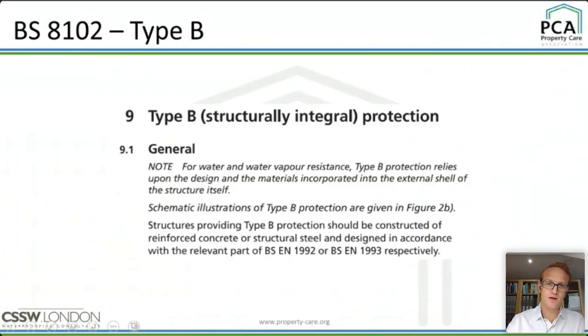The text regarding structurally integral protection, which is type B waterproofing, is in chapter 9 of BS 8102, and I wanted to highlight this. So, structures providing type B protection should be constructed of reinforced concrete or steel, so steel would be BS EN 1993, and designed according to the relevant part of BS EN 1992, which is Eurocode 2. But which is the relevant part? It's a very interesting question.